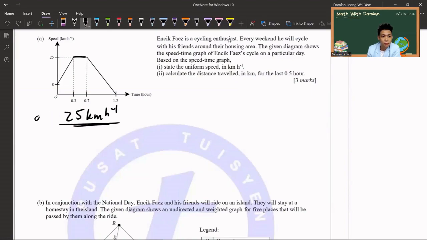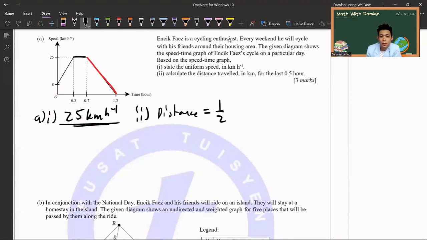Then the second part, I want the distance traveled for the last half an hour. Last half an hour, this part, distance from a speed against time graph is the area under the graph. So distance traveled, I can take the area of this triangle.